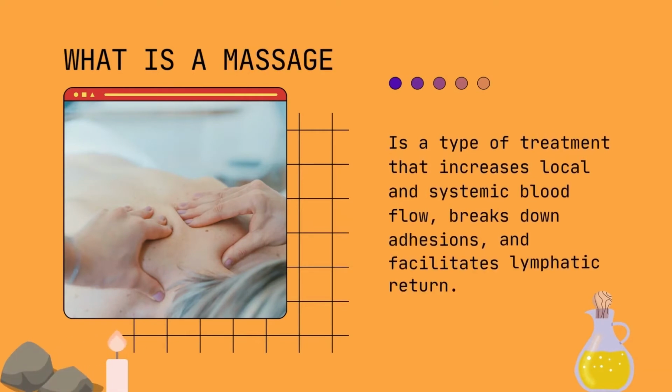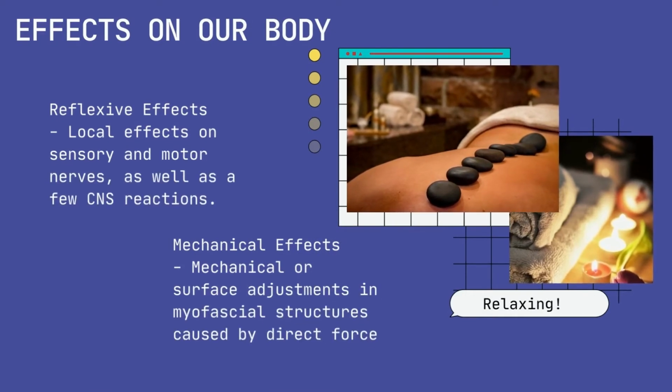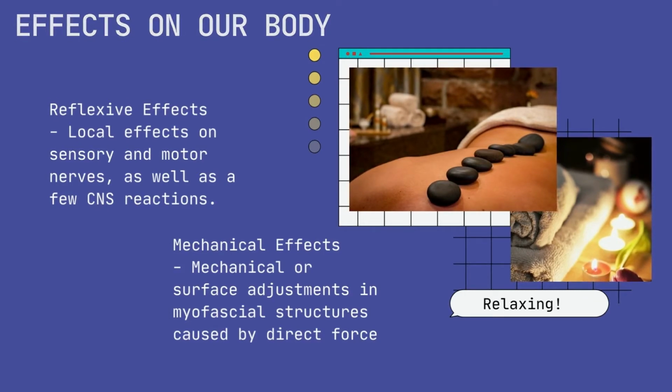A massage is a type of treatment that increases local and systemic blood flow, breaks down adhesions, and facilitates lymphatic return. A massage has effects on our body. One of these is the reflexive effects, which are local effects on the sensory and motor nerves, and also the mechanical effects, which are surface adjustments in the myofascial structures caused by the direct force of the hand.